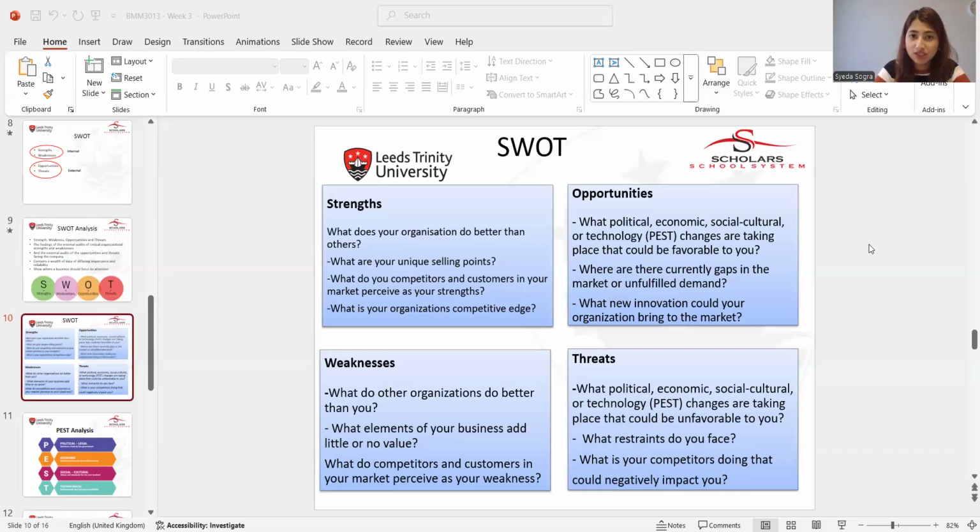Moving forward to opportunities, that means what are the political, economical, social, cultural, or technological factors that are taking place that could be favorable to you, that's going to add benefit to you? Or maybe what are the current gaps in the market or unfulfilled demand? And also what new innovation could the organization bring to the market?